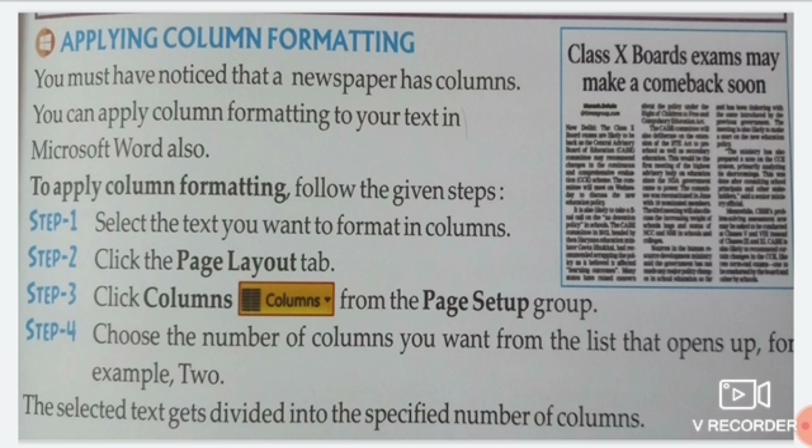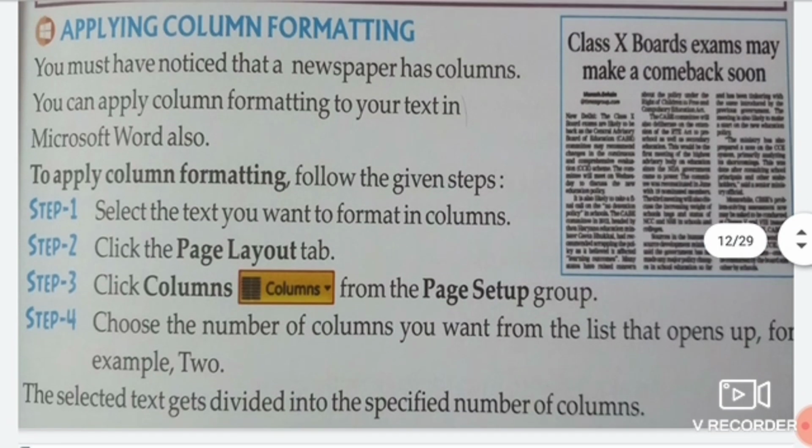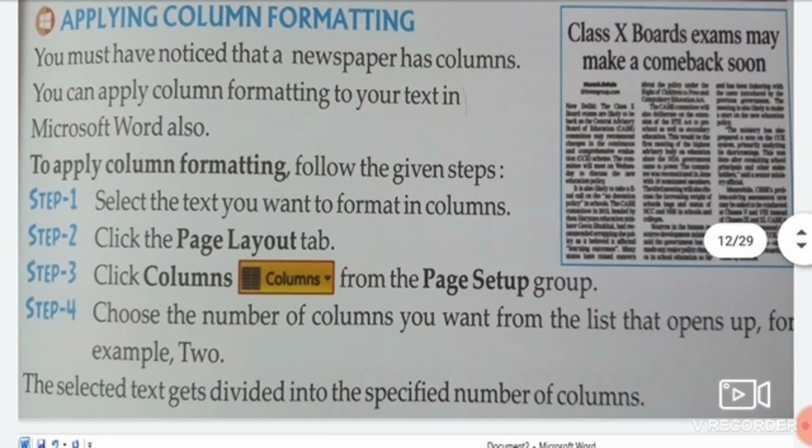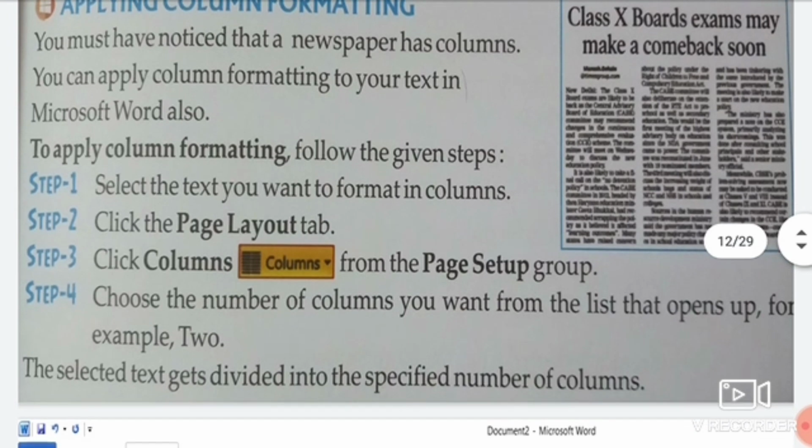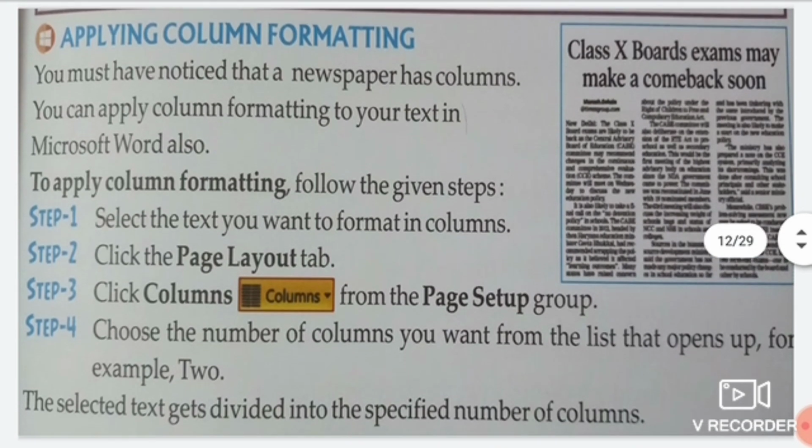To apply the column formatting, you need to follow some steps. Select the text that you want to format in a column. You just need to select the text. If you have already written it, you just select the text that you want to convert into the column format. And after that, click on the Page Layout tab, go to the Page Setup group, and from this Page Setup group you can choose the Columns option.